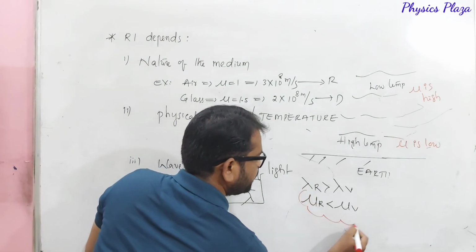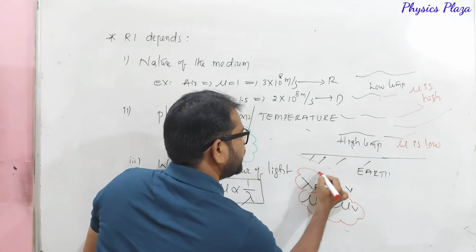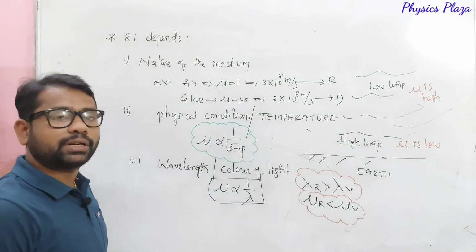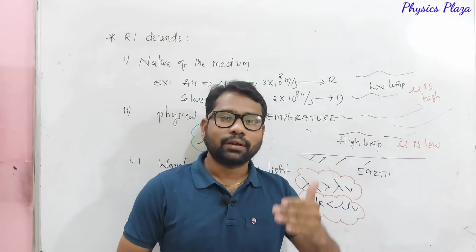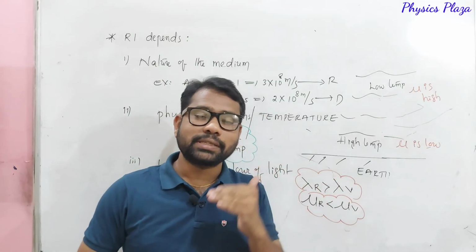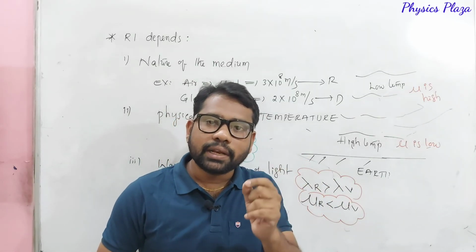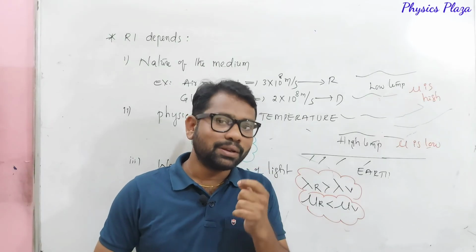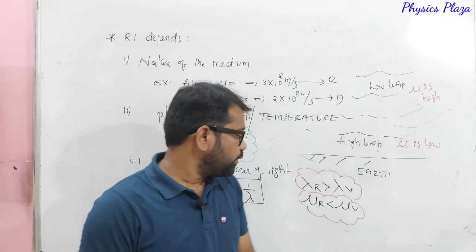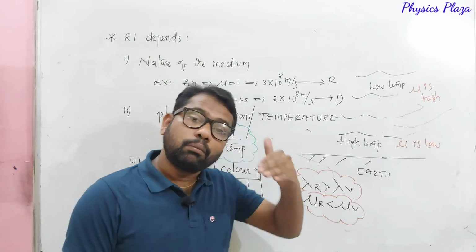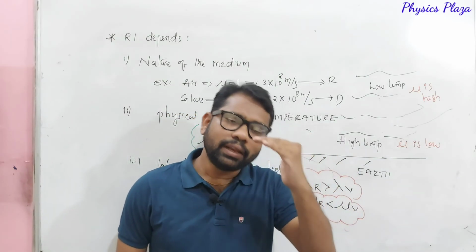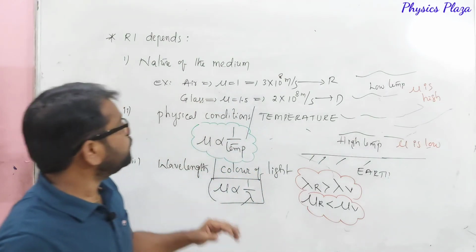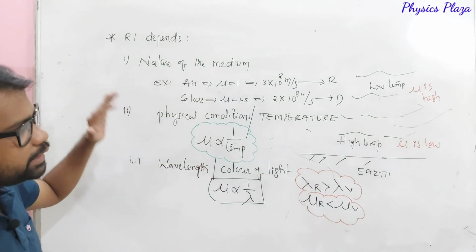This question is very important. In the exam, it is a direct question. They will ask which color will have more refractive index, or which color will have less refractive index. Children, red color will have less refractive index, because it has more wavelength, whereas violet color will have more refractive index, because it has less wavelength. So these are the factors on which refractive index depends.